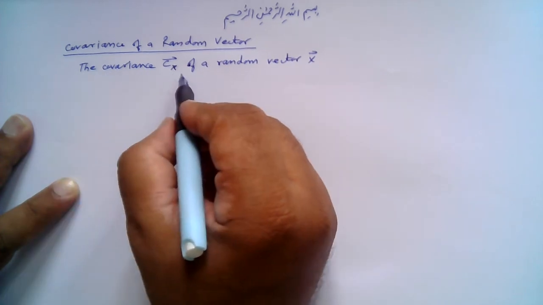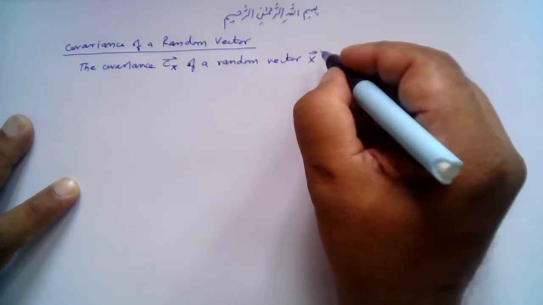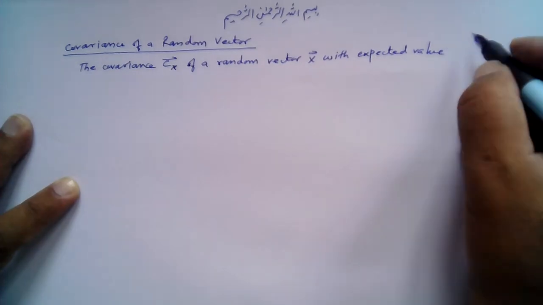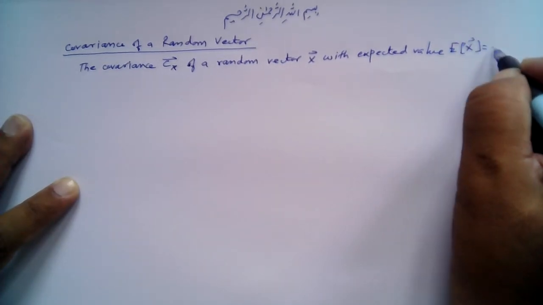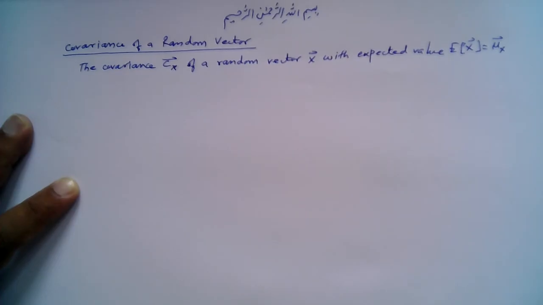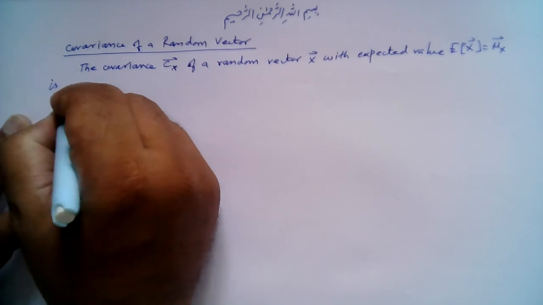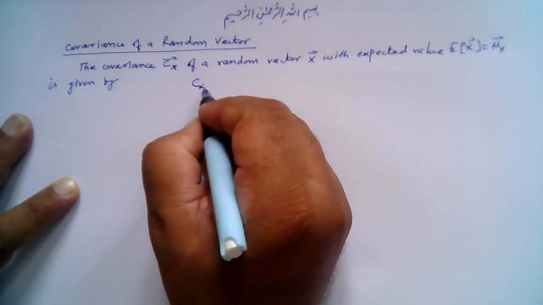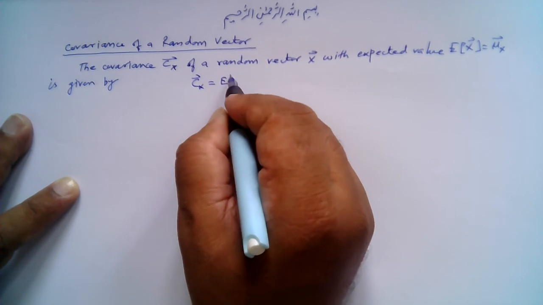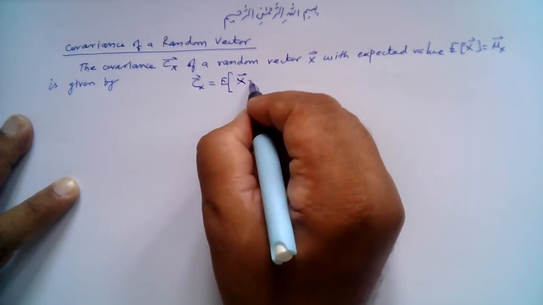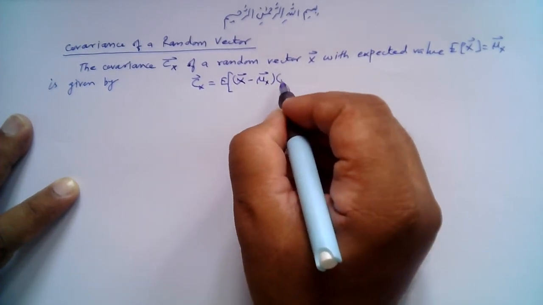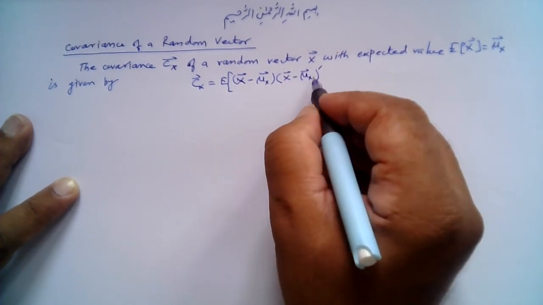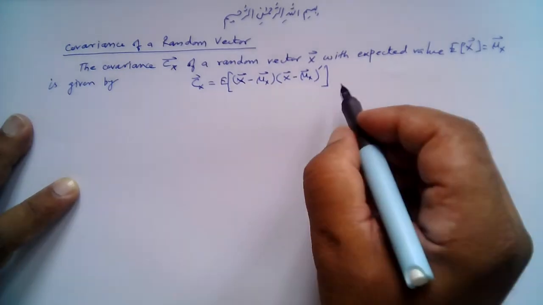So the covariance C X of a random vector X with expected value equal to mu X bar, right, is given by, so this is the expression for the covariance. This is the expectation of this function: X bar minus mu X bar multiplied by the transpose of the same, right? So X bar minus mu X bar, and we put a dash here to denote the transpose. Let us label this as equation number one.